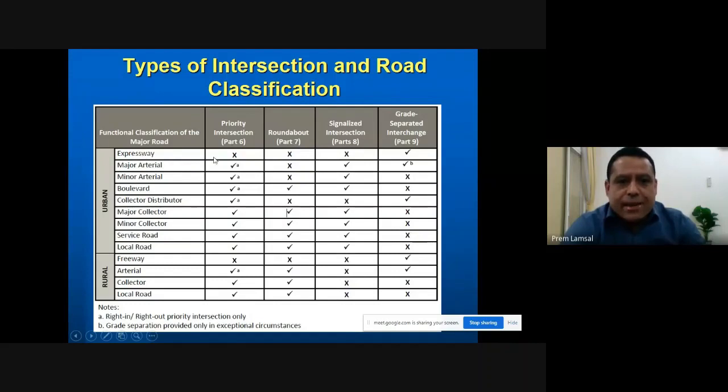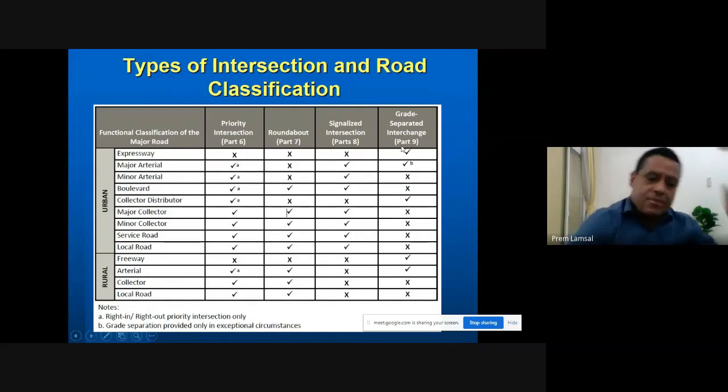In an expressway, we don't allow any priority intersections. We don't allow any roundabout. We don't allow any signalized intersections. If it is an expressway, we go for grade separated interchanges, because expressways are meant to have very high speed. And if you allow priority intersections, roundabouts and signalized intersections, we cannot serve that purpose. So if it is an expressway, we have to go for grade separated interchanges.